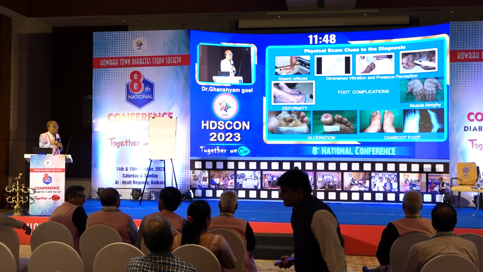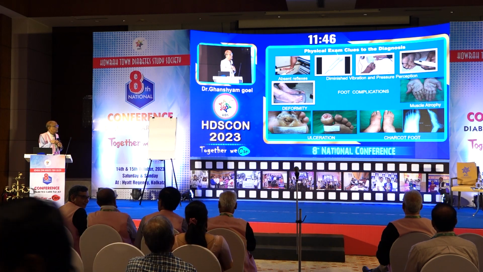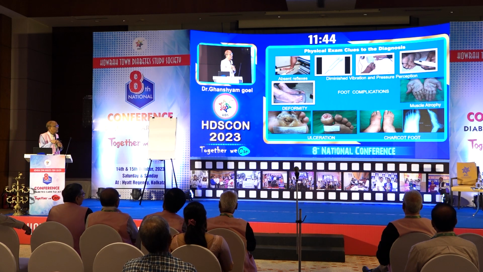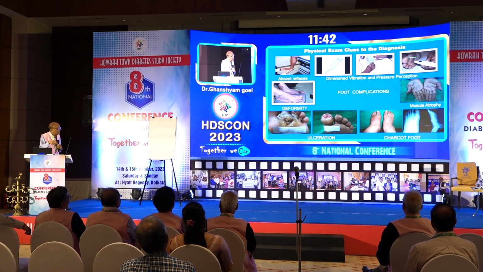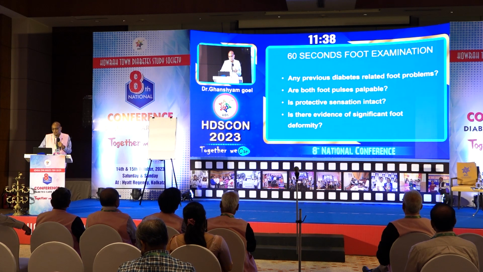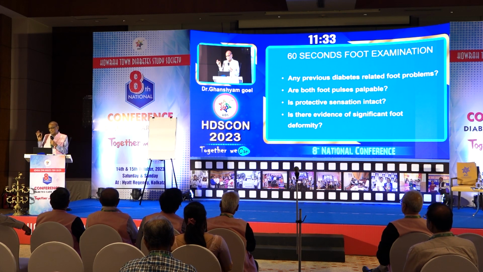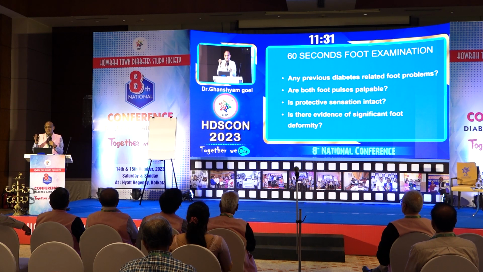One is the monofilament, another is a biothesiometer, a 128 Hertz tuning fork, and a hammer. By these simple tools you can diagnose whether the patient has neuropathy or not. So there are two examinations: one is a 60-second examination, another is a 3-minute examination. If you find something suggestive, then you can proceed to the 3-minute examination.